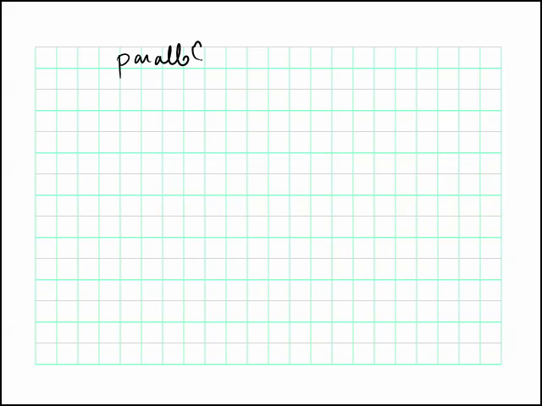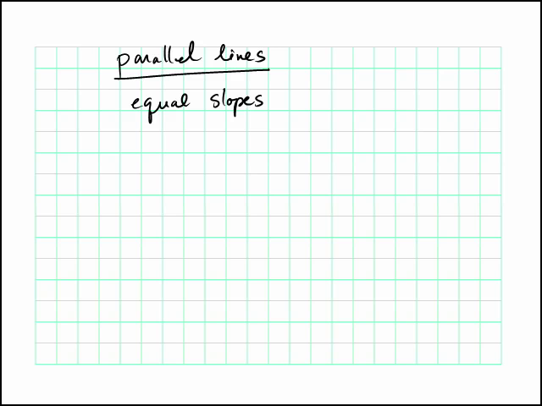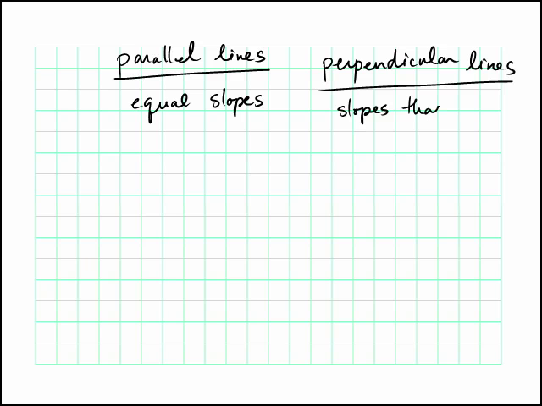Parallel lines. All parallel lines have equal slopes. So it's very easy to tell if you have parallel lines or not. You compare their slopes. Sometimes you want to know if your lines are perpendicular. All perpendicular lines have slopes that are what are called opposite reciprocals or negative reciprocals.